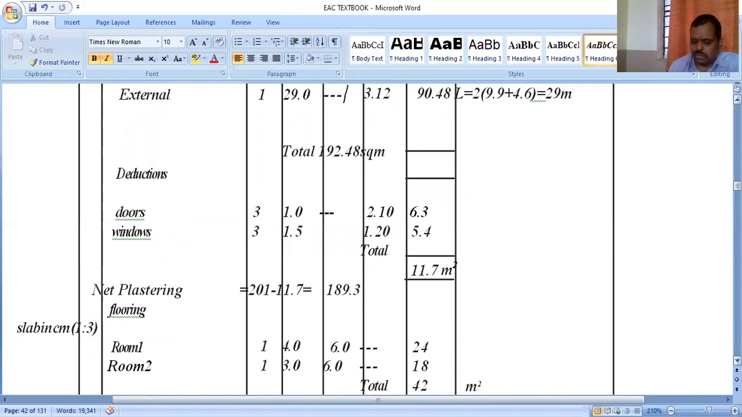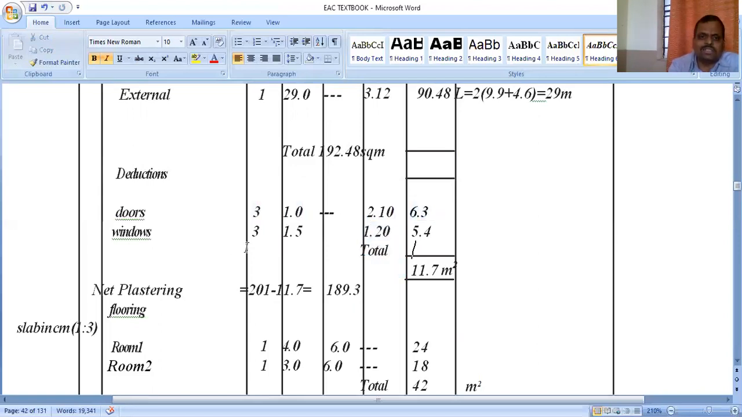In the same way for the windows, 1.5 is the length and 1.2 is the height of the window. Length into height gives 1.8 square meter, which is again greater than 0.5 and less than 3 square meter. So again one side deduction is allowed from the total plastering. The number of doors is 3, the length of the door is 1 meter, and the height is 2.1 meter as per the IS code. 3 into 2.1 will be 6.3 square meter.